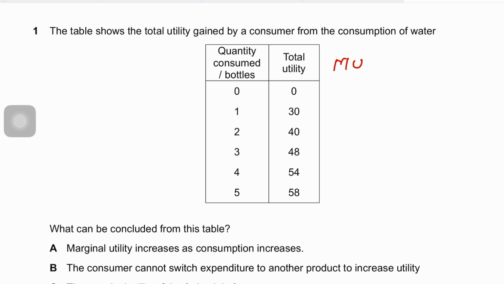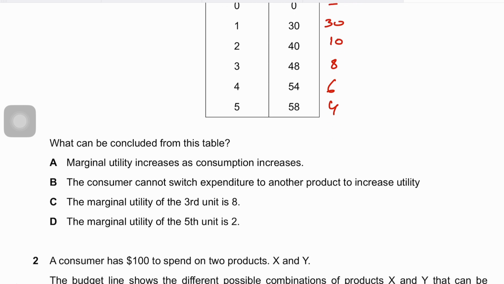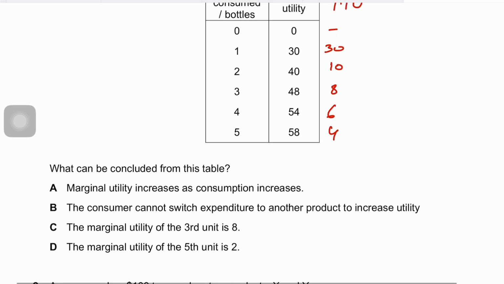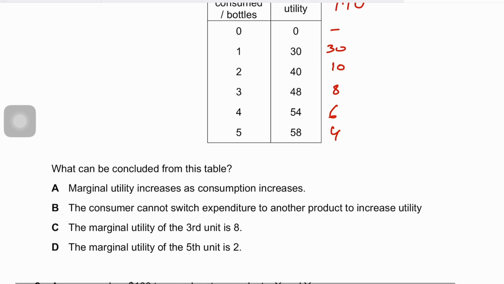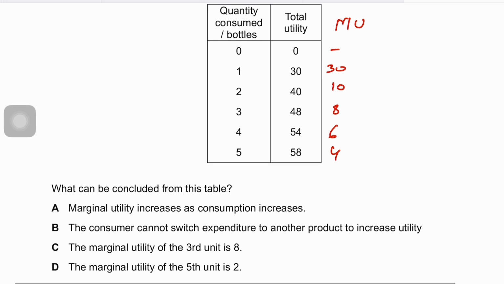And so we know that marginal utility is the change in total utility that results from the consumption of an additional unit of a good. So for the first bottle, the marginal utility would be 30, and so it would be 10 for the second, and then 8, 6, and 4, right? If you look at the answer options, the first option says the marginal utility is increasing as consumption goes up, which is wrong because we see from the calculation that marginal utility is going down, so this option is incorrect. Option B says the consumer cannot switch expenditure to another product to increase total utility.